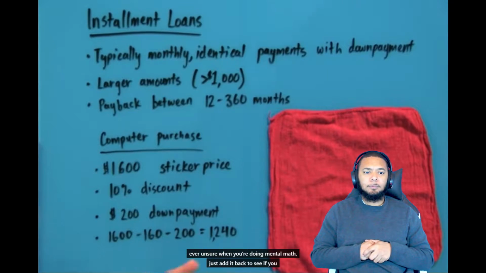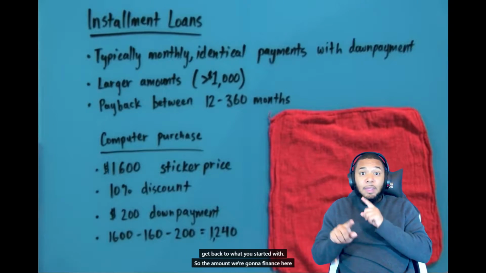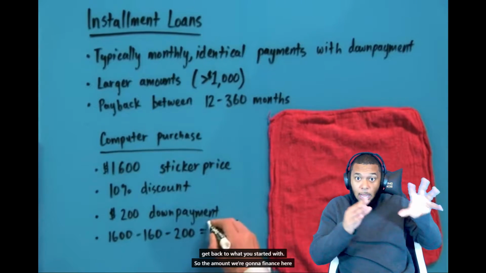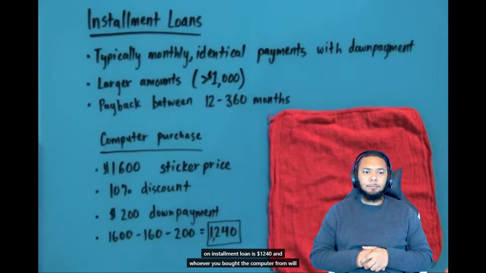So if you're ever unsure when you're doing mental math, just add it back to see if you get back to what you started with. So the amount we're going to finance here on an installment loan is $1,240. And whoever you bought the computer from will arrange that installment loan and tell you what your monthly payments are.